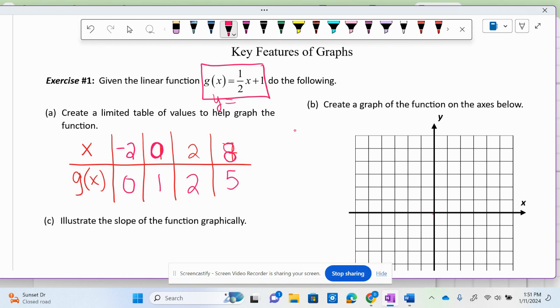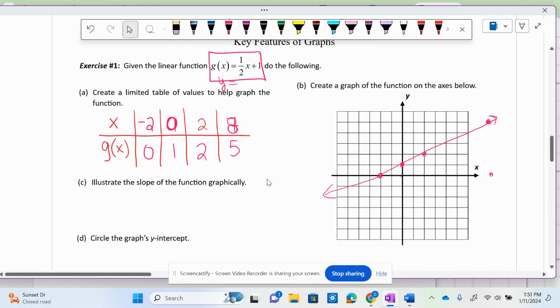So when x is -2, y is 0. When x is 0, y is 1. When x is 2, y is 2. And when x is 8, off my graph, I go all the way up to 5. Something like that. It's a sketch. It doesn't have to be perfect, right? It's a sketch. It doesn't have to be perfect.